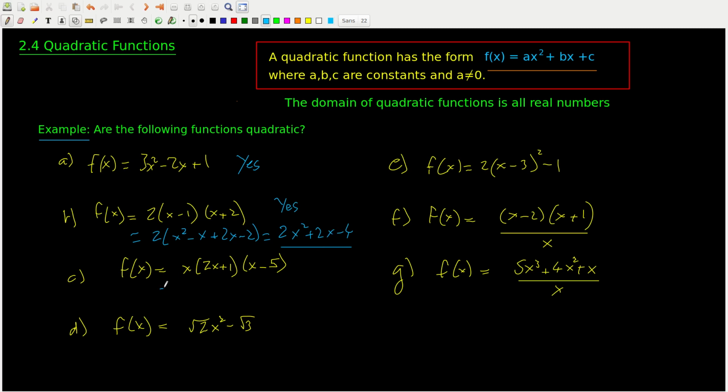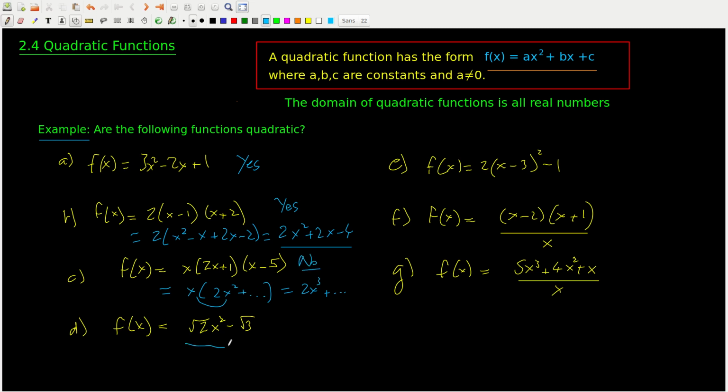The third one, if we thought about expanding that out, well, if we expanded out the bracket in here, we're going to get a 2x squared plus some other terms. And then when we multiply those, the leading term in this is going to be 2x cubed, and then some other terms. So clearly it's not quadratic, because the quadratic has the highest term of x squared, and we've got an x cubed here. So this third one is not a quadratic.